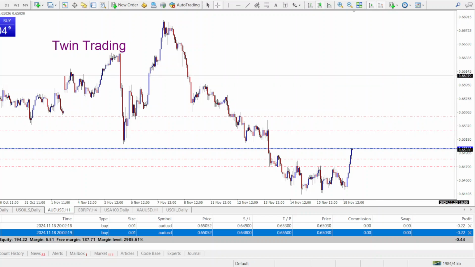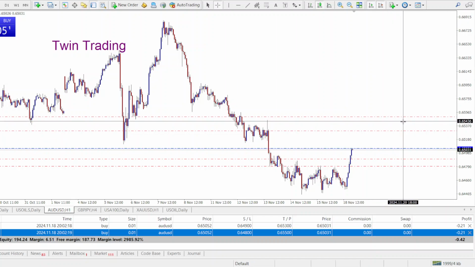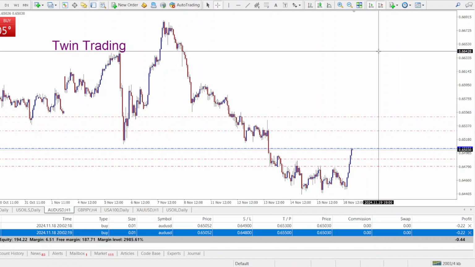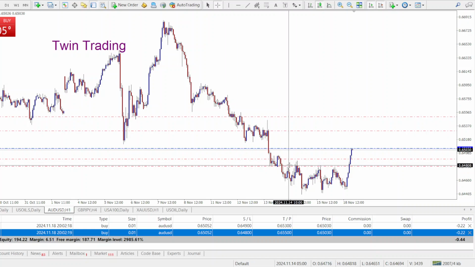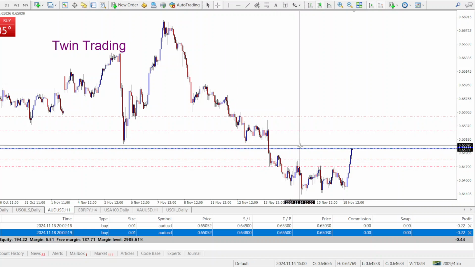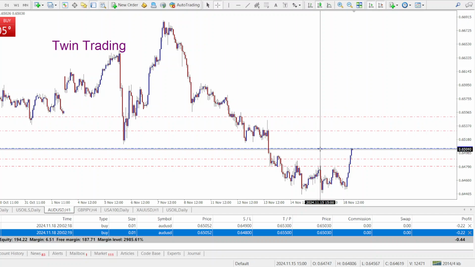All right. So what you need to know is that twin trading is effective because it addresses two critical aspects of trading, which are risk management and emotional discipline. So starting with risk management, the essence of splitting your positions into two trades is that you can secure a portion of your profits early.